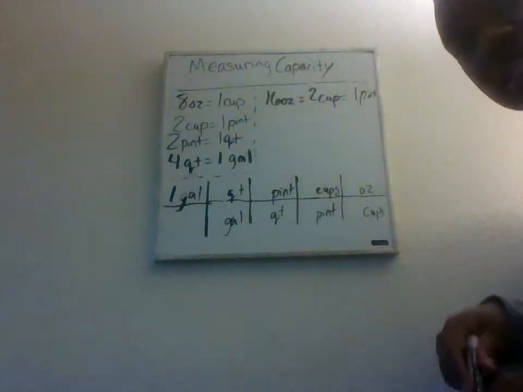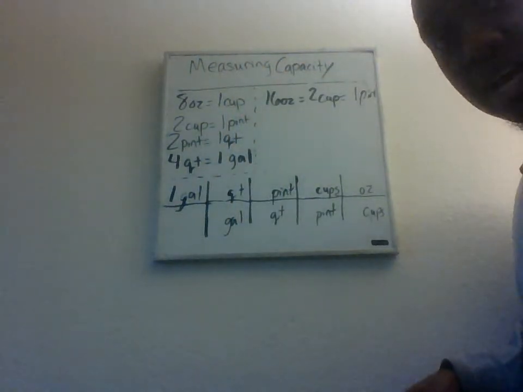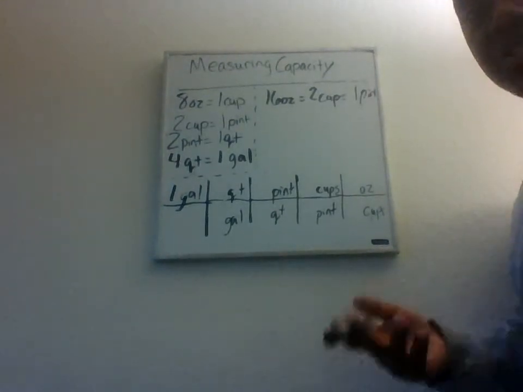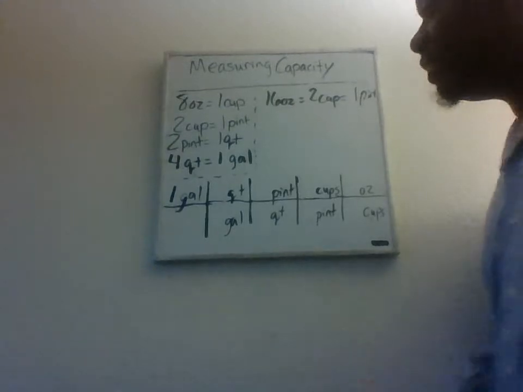So we have our gallons, our quarts, our pints, our cups, and our ounces. All right. And a lot of times for these ounces, we'll put FL in front. That means fluid ounces. That's to differentiate from ounces that are used in weight, to let you know that you're using a fluid. All right, so let's see what happens here.